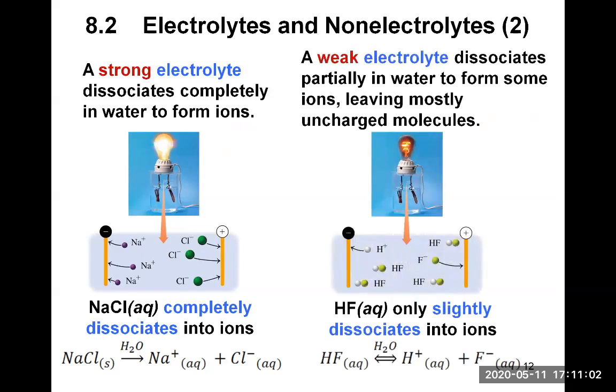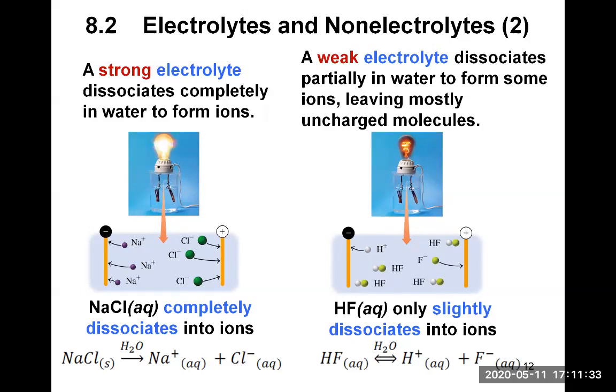A weak electrolyte dissociates only partially in water to form some ions, leaving mostly uncharged molecules. And you can see here that the electricity is only weakly conducted because the light bulb is not fully bright, right? It's lit, but weakly lit. And a typical example of a weak electrolyte is HF, the hydrofluoric acid.